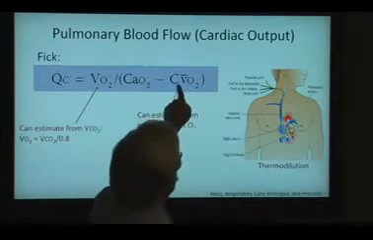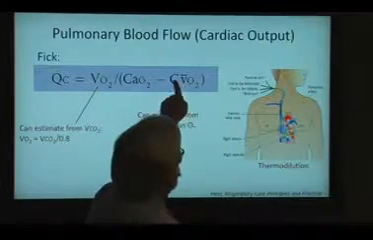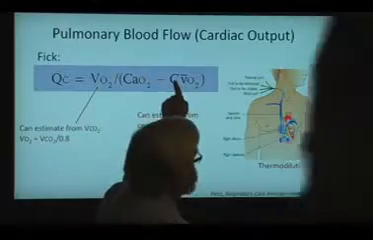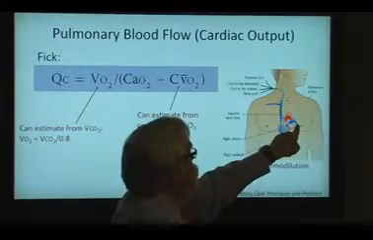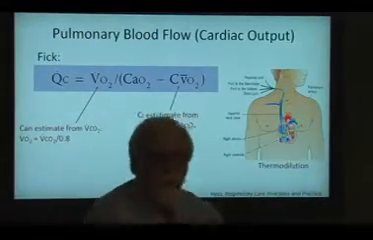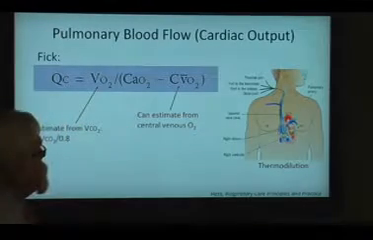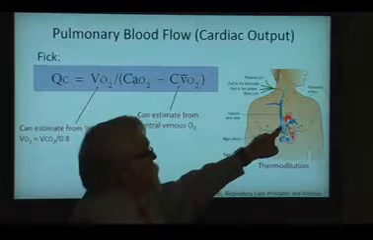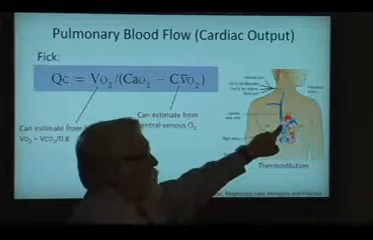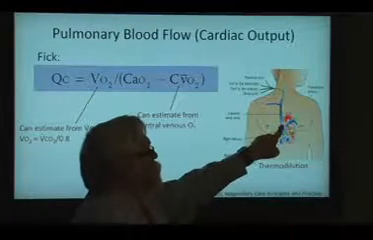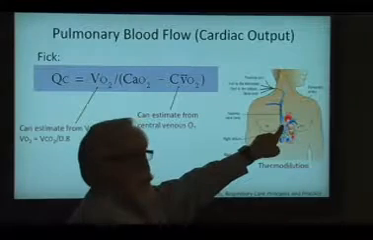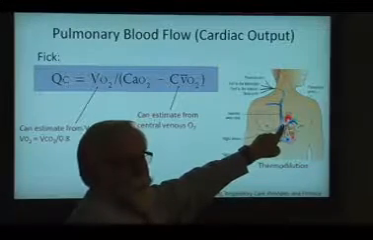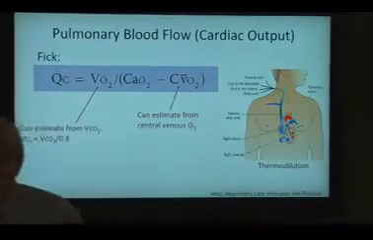So ideally, mixed venous oxygen content should be drawn from the distal tip of a PA catheter from the pulmonary artery. But a workaround is to draw a blood sample from the central circulation, from the right atrium essentially, and we can get that from a central venous catheter.